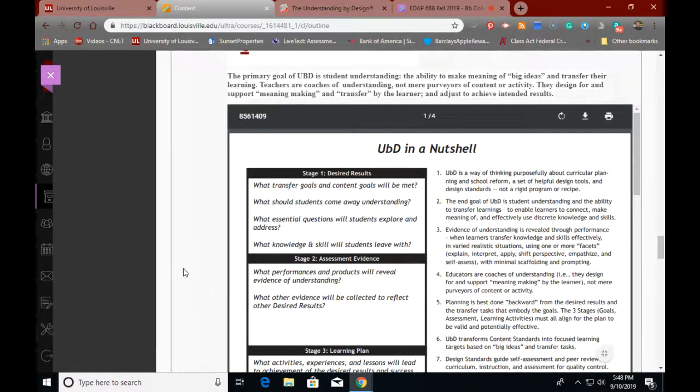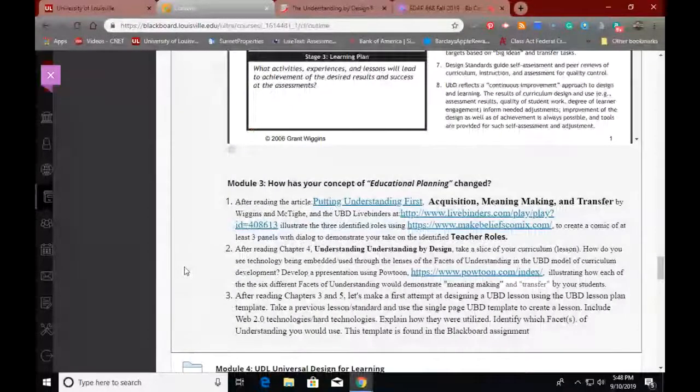When we look down here at what I'm asking you to do, I'm not going to sit here and read this article to you. He and Jay do a really good job talking about acquisition, meaning making, and transfer. This link will take you to the article, Putting Understanding First. It talks about the different kinds of teaching. The real meat of this that will help you do it is here, this Live Binders thing.